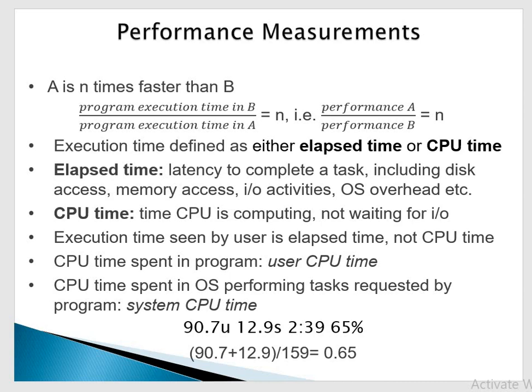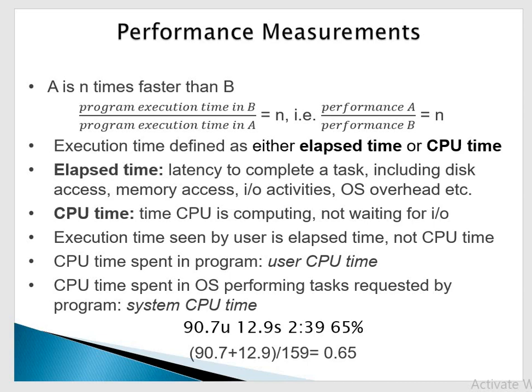That is the user CPU time. And what will be the system CPU time? The system CPU time will be the time spent by the CPU in the operating system performing tasks requested by the program. For example, let's suppose I have given one program to the computer. The computer will take some time to execute that particular program. For me as a user, that will be the elapsed time.